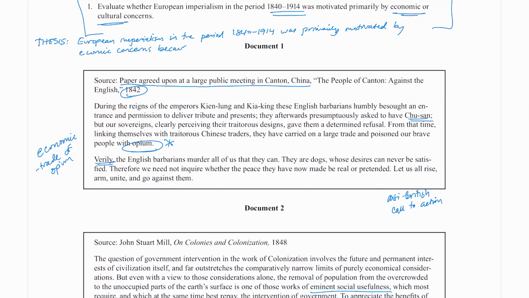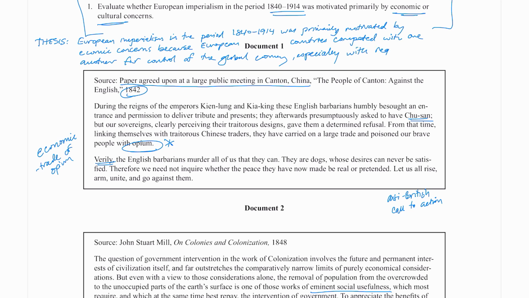So I can say because European countries competed with one another for control of the global economy, especially with regards to, I'll say, long distance trade and control over production.